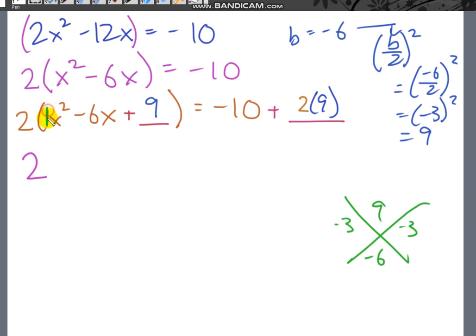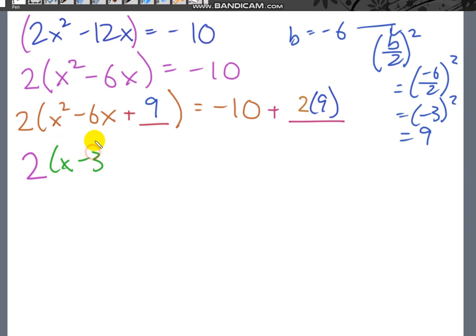Divide each of them by the a term in front here, which is going to be 1. So this will factor to 2 times x minus 3 times x minus 3. And let's go ahead and clean this up. So negative 10 plus 18 should be 8.